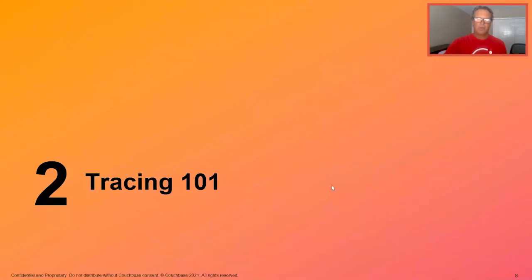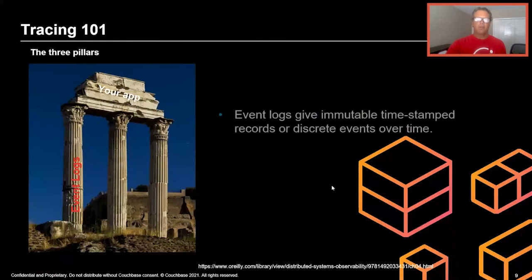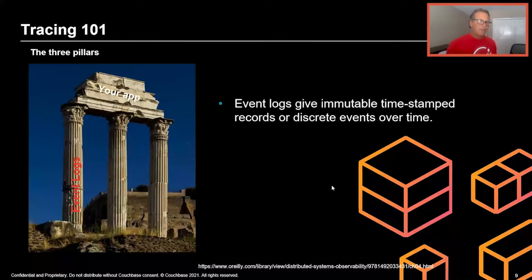So, tracing 101. There's 3 pillars to monitoring your system or your application. The first is event logs. Event logs give you immutable timestamp records or discrete events over time. Think exceptions, think maybe the beginning, maybe you're going to log the beginning of bootstrapping is going to commence, and then you're finally going to finish bootstrapping, and you'll log that event. Things like that, of that matter.